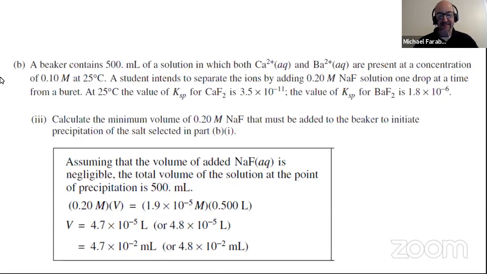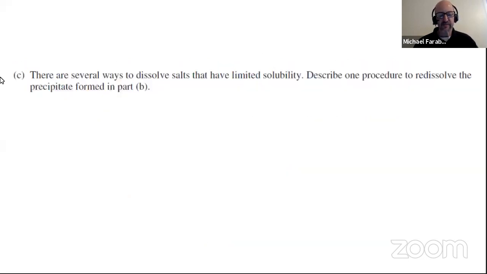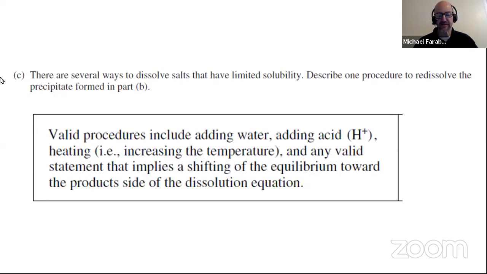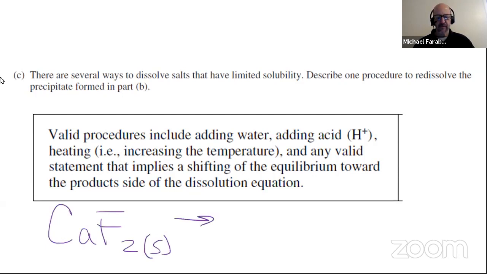All right, there was a part C of this homework question, and it says, there are several ways to dissolve salts that have limited solubility. Describe one procedure to redissolve the precipitate. So one way to redissolve a slightly soluble salt is to add more water. Another way would be to heat it up, increase the temperature. Any valid statement that implies a shifting of the equilibrium toward the products. They also mentioned adding acid. So the fact that calcium fluoride dissociates into calcium ions and fluoride ions.